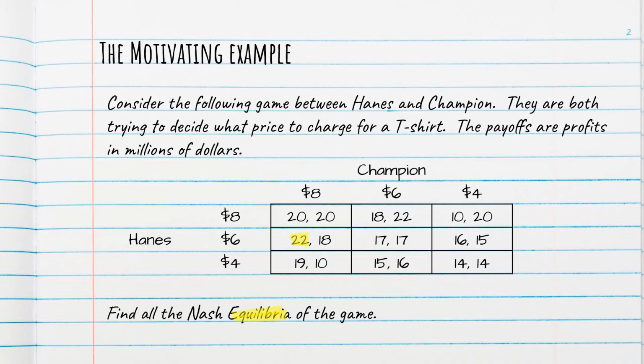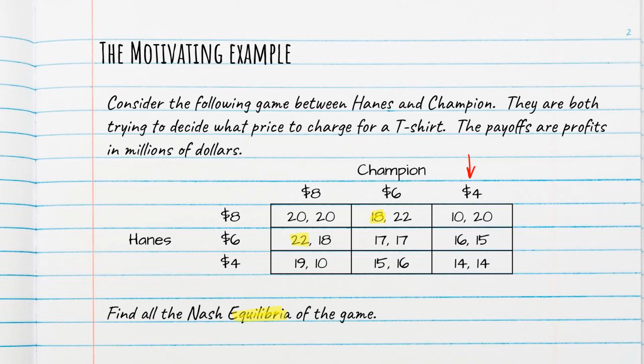Now, I do the same thing, except I say, if I'm Haynes, what would I do if I thought Champion was going to charge a price of $6? So I compare these payoffs, 18, 17, and 15. I pick the highest one, 18. So what we're doing here is we're identifying the payoff maximizing response to each potential strategy of our competitor. So if Haynes thinks Champion is going to charge $8, their payoff maximizing response is a price of $6. If they think that Champion is going to set a price of $6, their payoff maximizing response is a price of $8.